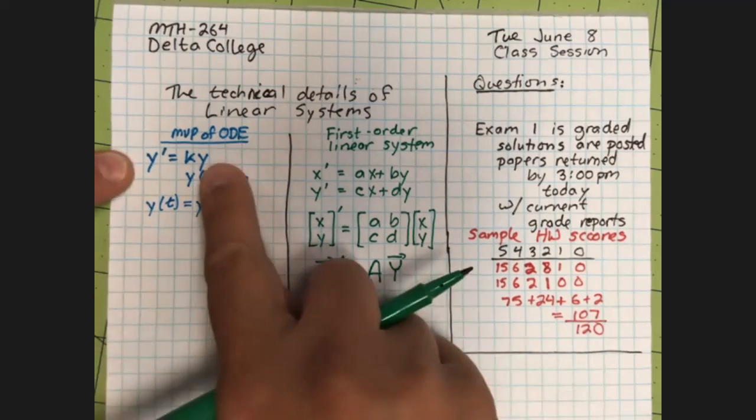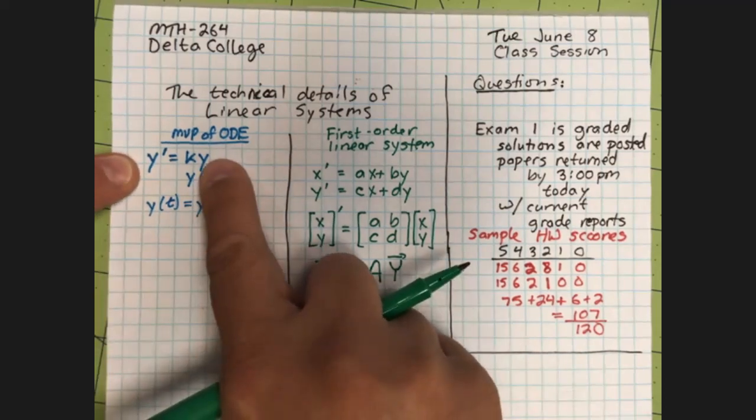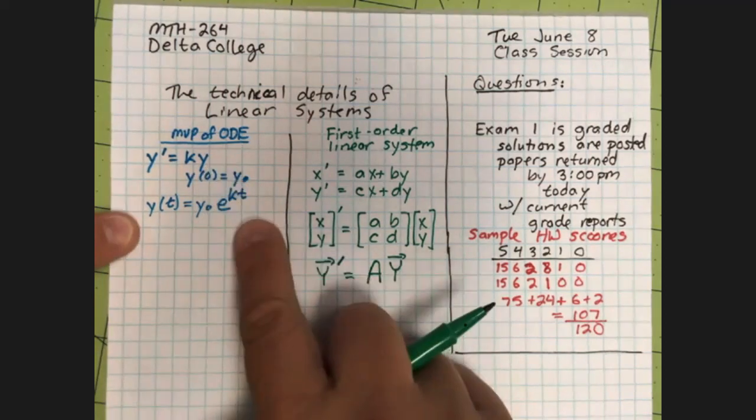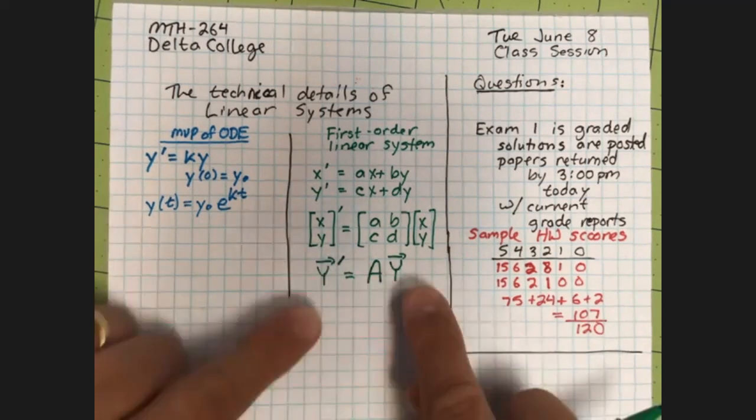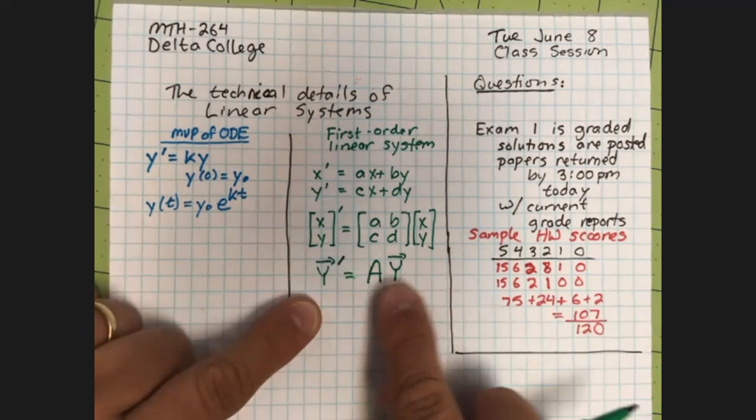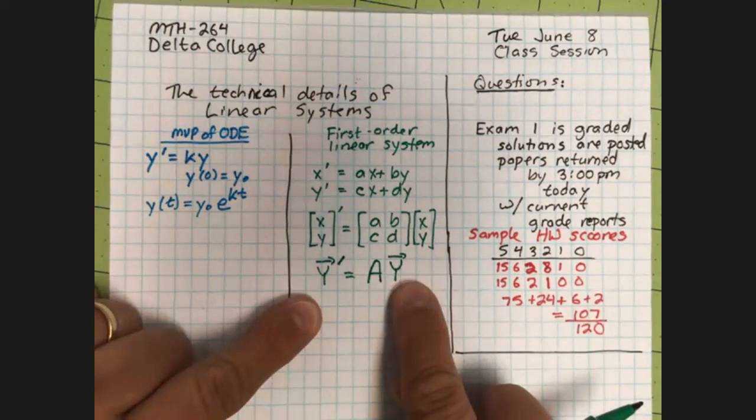So this is very nice. If derivative is a multiple of y over here gave me a very simple solution with the exponential, then maybe derivative is a multiple of y gives me a similar simple solution with an exponential.